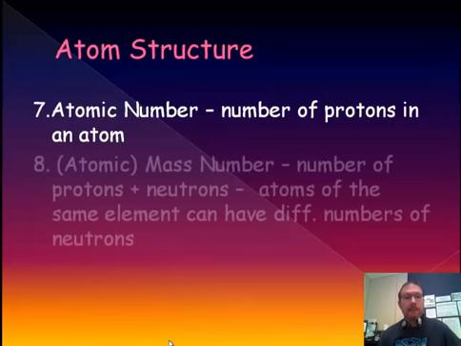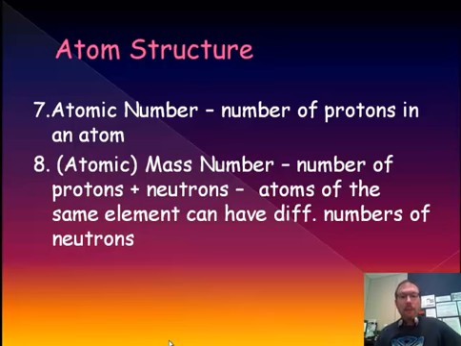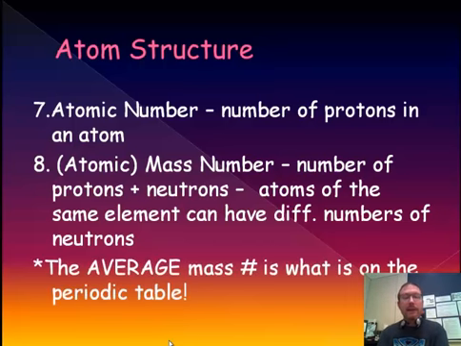The mass number, or atomic mass number, tells you what the total number of particles are inside the nucleus. So it's the protons plus the neutrons. This is not the same thing as the average mass that you find on the periodic table. That we'll talk more about where that comes from later.